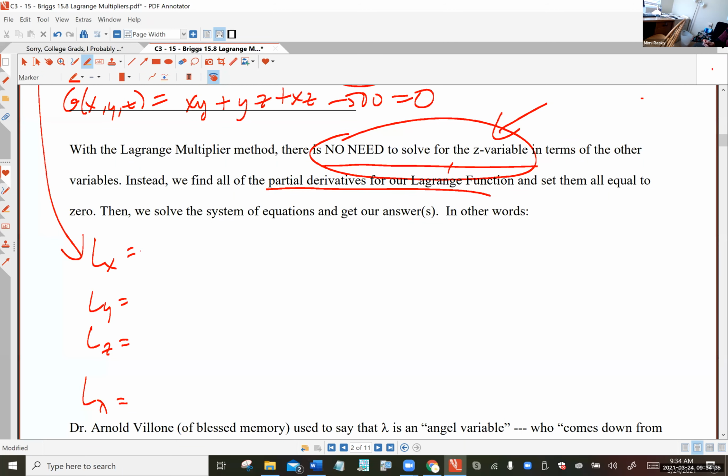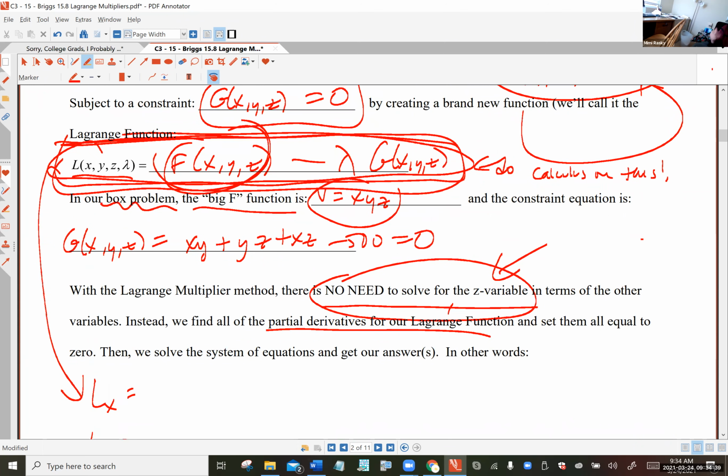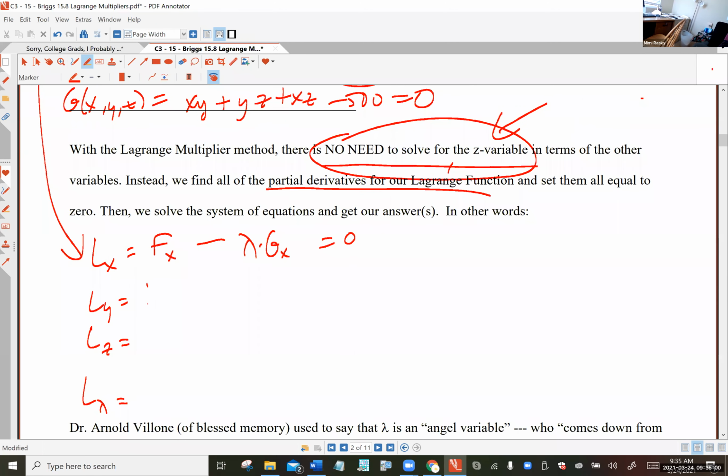So what of it? Well, the big F of x, y, z is a function of x's, y's, and z's. So you're going to take its partial with respect to x minus, and remember, lambda is a constant multiple, and then you're going to multiply that by the partial of big G with respect to x. And of course, you'll set this equal to 0. And then you're going to do the same for the other partials.